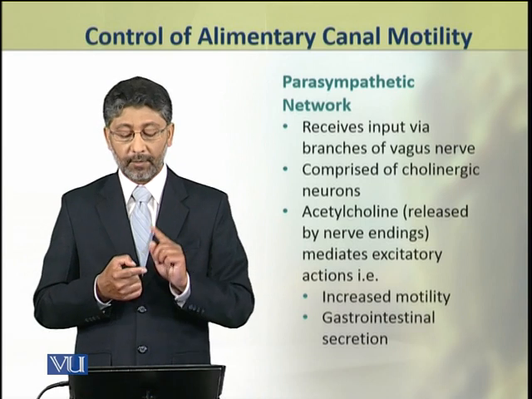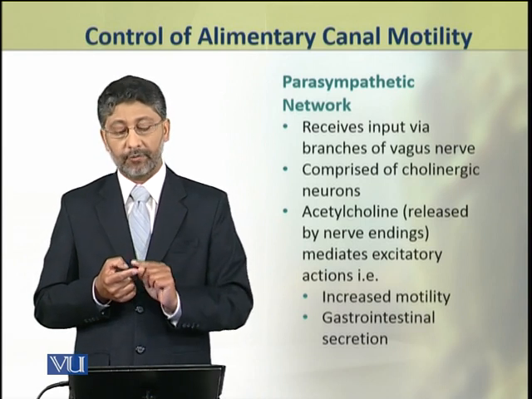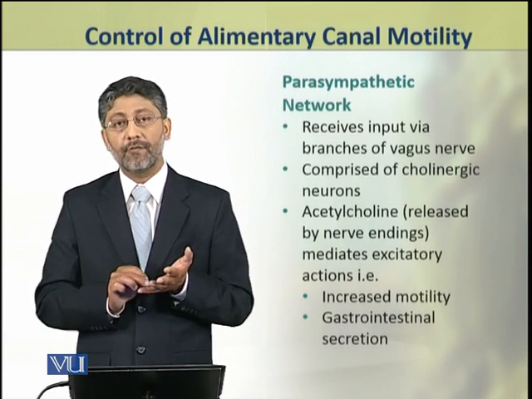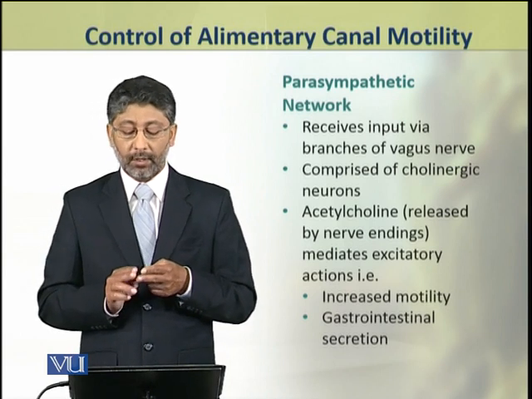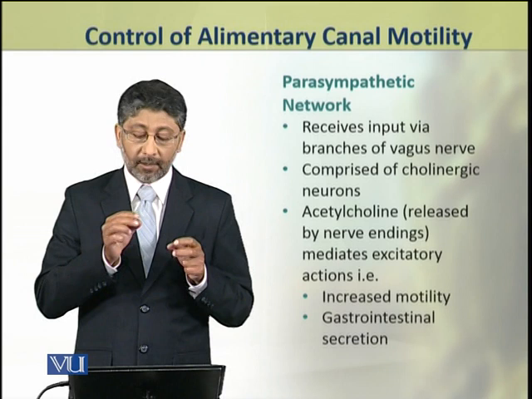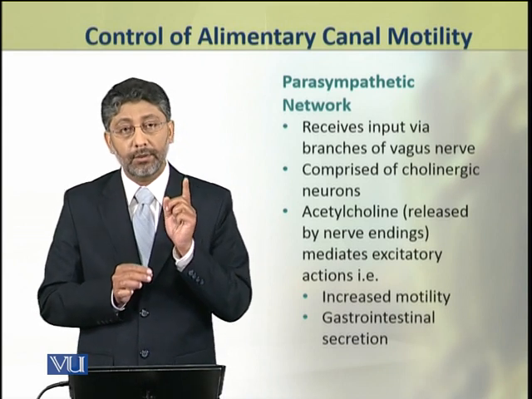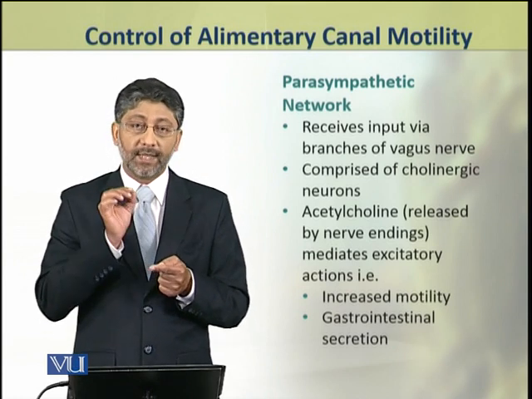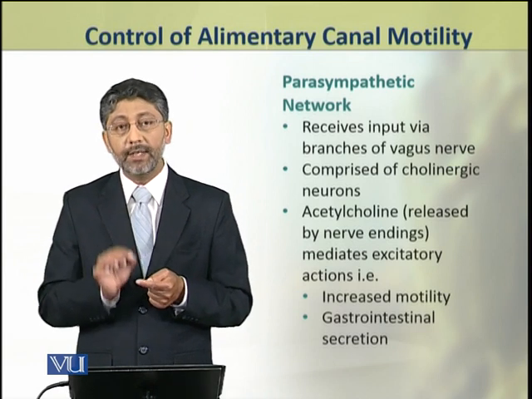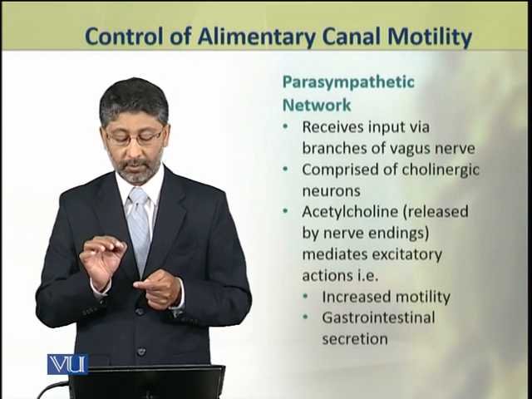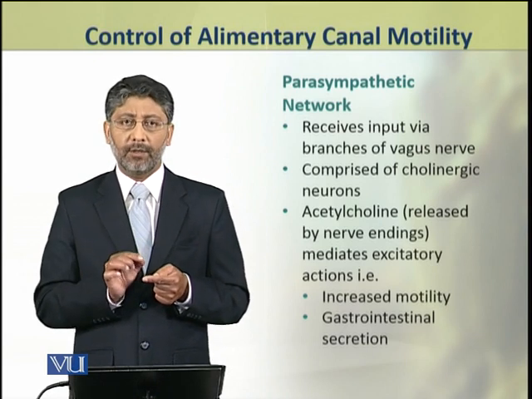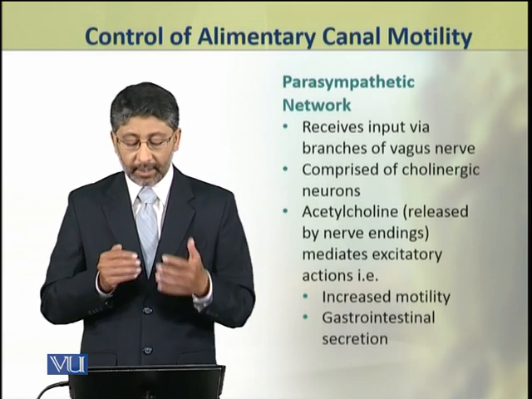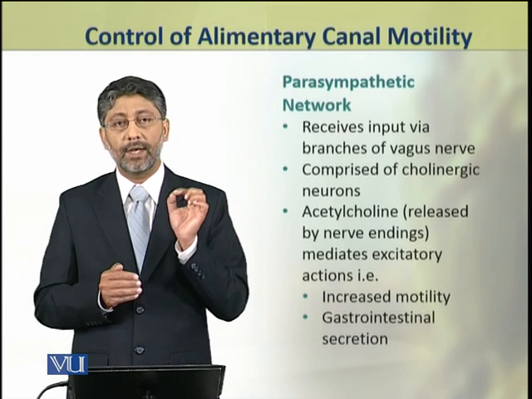First, we shall discuss the parasympathetic network of neurons, which receive their input via the branches of vagus nerve. These neurons are comprised of cholinergic nerves or neurons. Cholinergic neurons produce acetylcholine, which is released from their nerve endings. Acetylcholine mediates excitatory actions. For example, increased motility and increased gastrointestinal secretions.